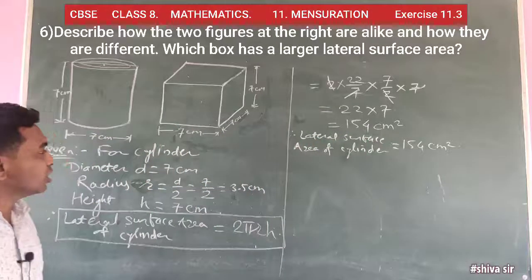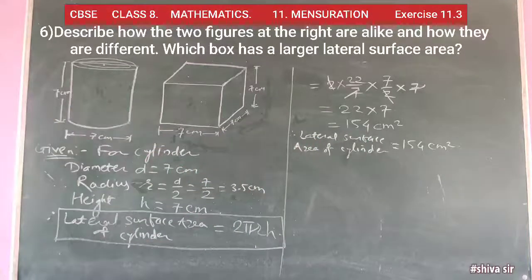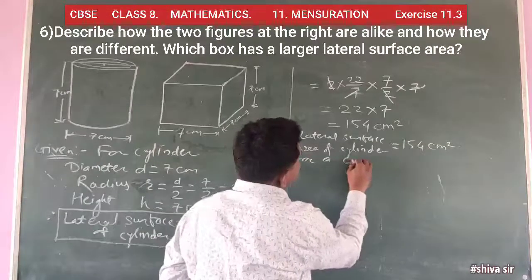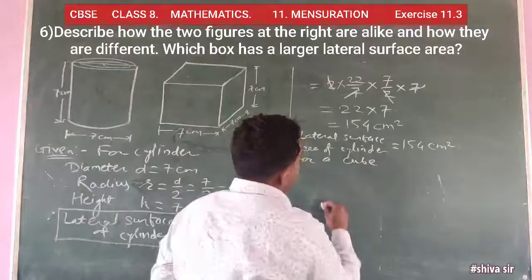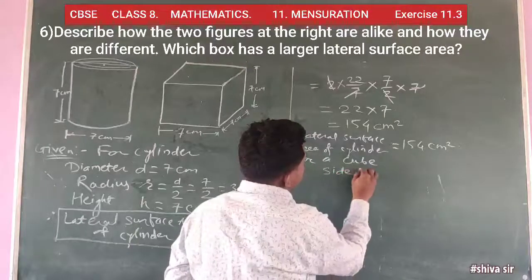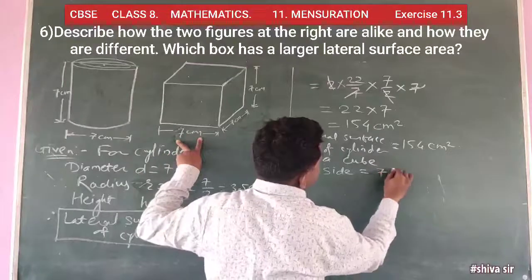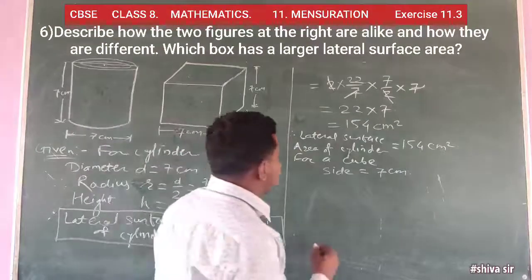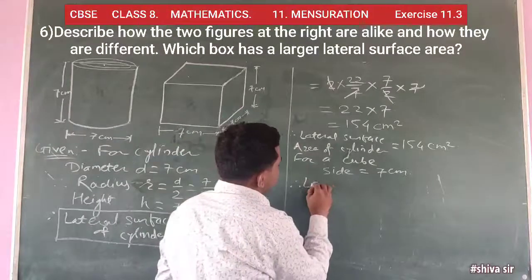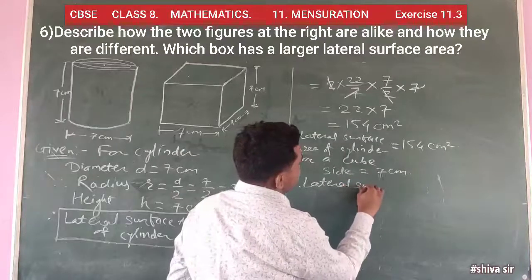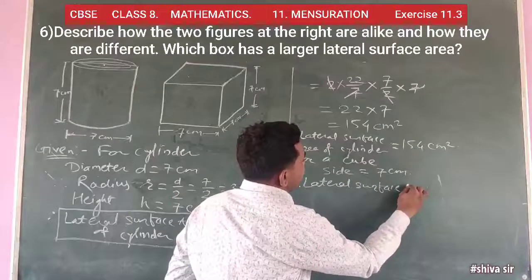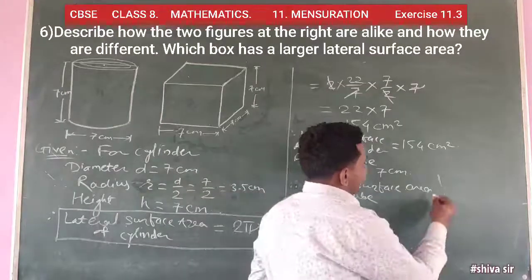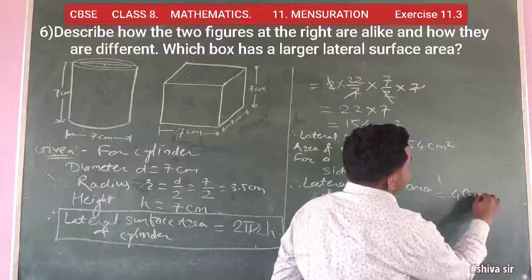Now we have to find the lateral surface area of a cube. So we simply write down the given values for the cube. What is given? Side is equal to 7 centimeter. Then write down the formula for the lateral surface area of a cube. The formula is 4 into side square.